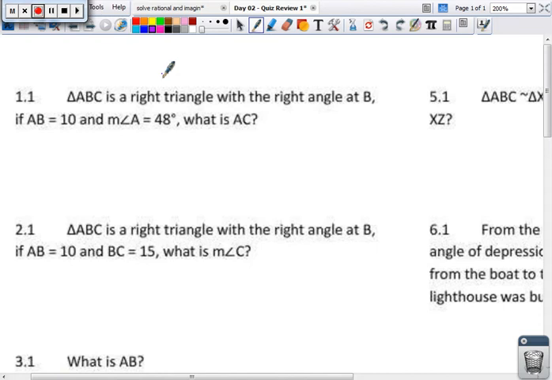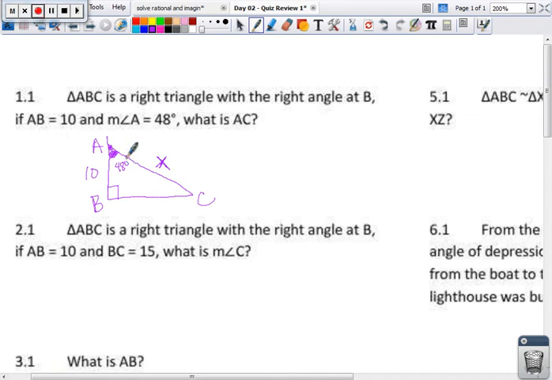We're serious. Okay, so we have triangle ABC, a right triangle with the right angle at B. Draw your right triangle with your angle at B. A and C don't really matter, but I'll put them here and here just for fun. AB is 10, so this is 10 units here. Angle A is 48 degrees, and we're looking for AC. So there's your X, your hypotenuse.